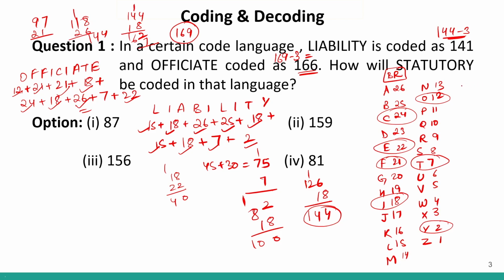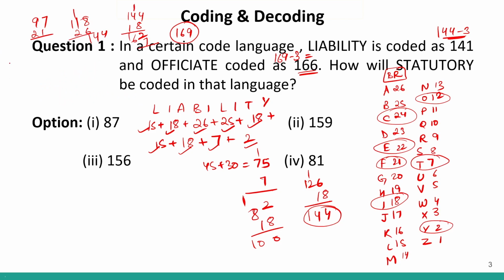So we'll do the same thing for statutory also. For statutory we will take the sum of the backward ranks and minus 3. So sum of backward ranks for statutory. This is your spelling, correct? S. S is how much? 8 plus 7 plus 26 plus 7 plus U is how much? 6 plus T is again 7 plus O is how much? 12 plus R is 9 plus Y. Y is how much? 2.